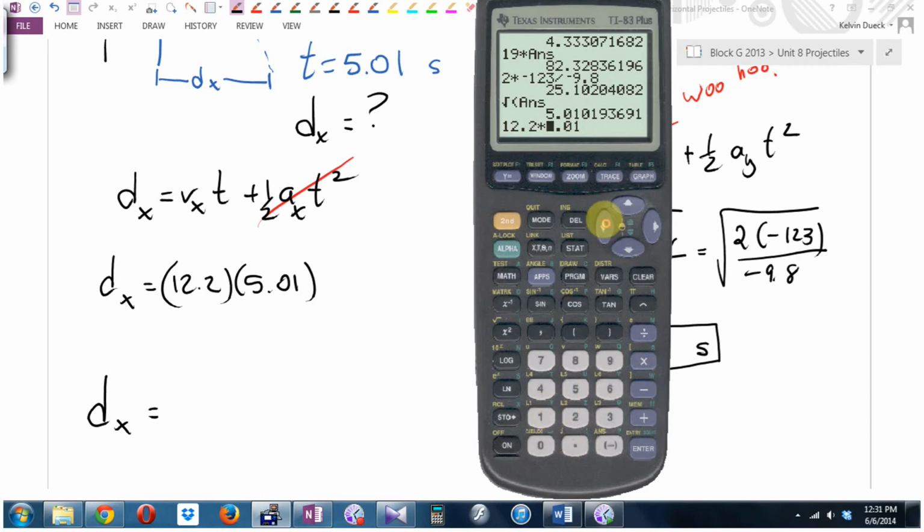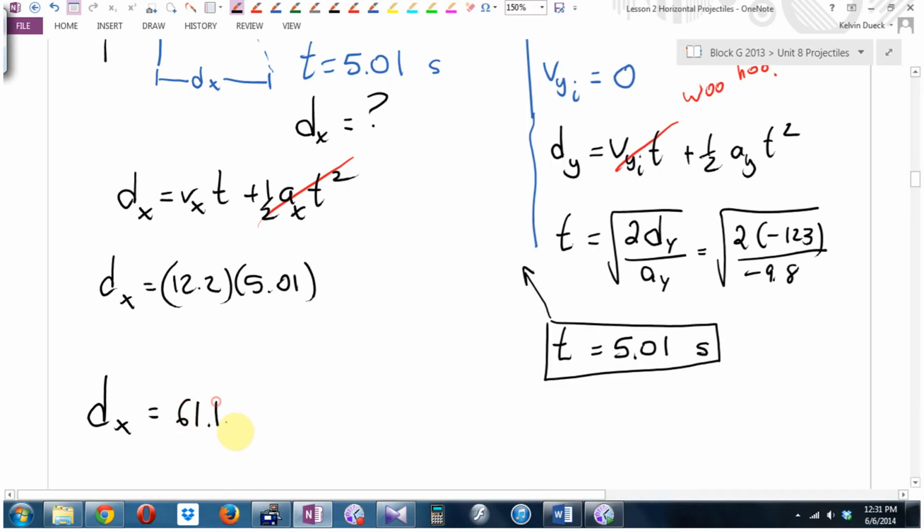Instead of going 5.01, that's a waste. Use my answer button and be even more macabre. 61.1? Yep.